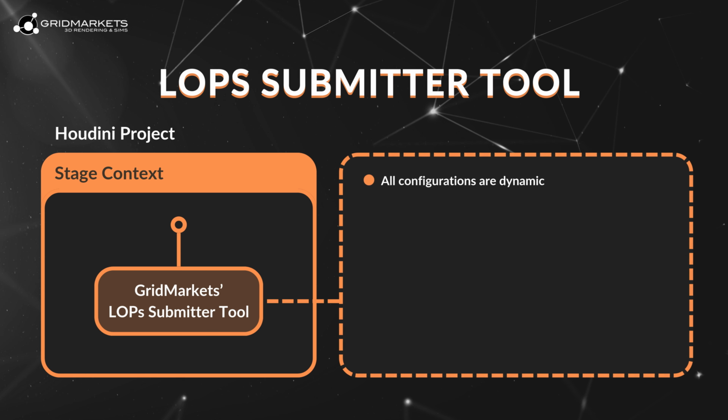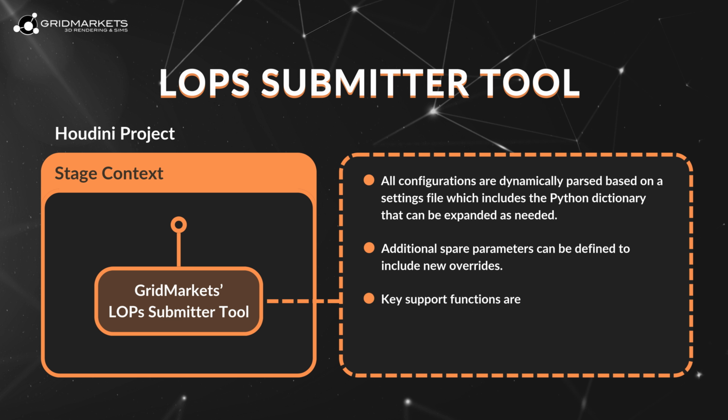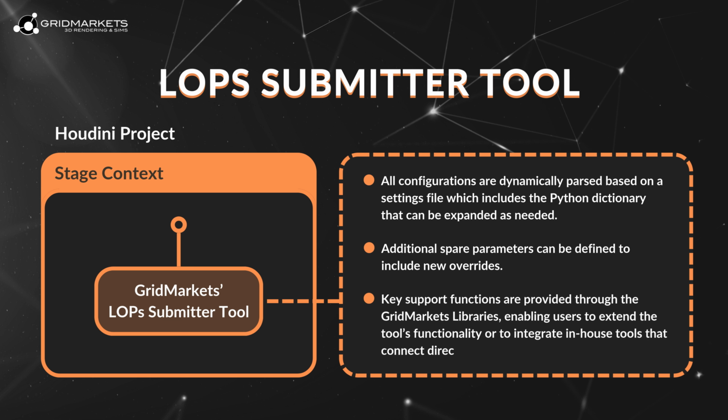All configurations are dynamically parsed based on a settings file, which includes the Python dictionary that can be expanded as needed. Additional spare parameters can be defined to include new overrides. Key support functions are provided through the GridMarkets libraries, enabling users to extend the tool's functionality or to integrate in-house tools that connect directly with the new submission pipeline. Information for these processes can be found in the GridMarkets knowledge base articles linked in the description.